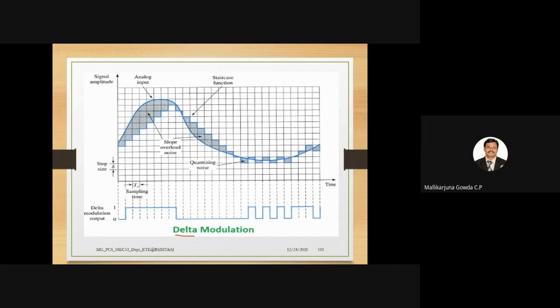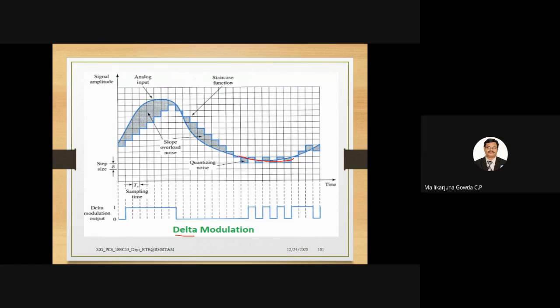Another case is whenever there is not much change in the input signal. During that time, in this portion of the signal, if I increase the step size, it will be hunting between those two values only, since the input signal is not changing much. The output of the delta modulator will be oscillating between two values, either plus delta or minus delta. That is known as the granular noise.